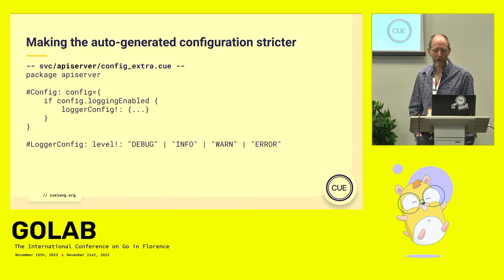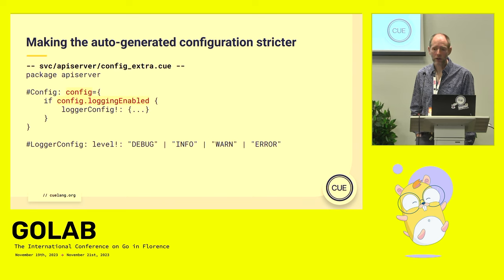For our demonstration here, I've added two new constraints. When logging is enabled with that Boolean, I will require the associated loggerconf config field to be present and not null. And we've also tightened up the logging level definition, so it allows legitimate log levels. So here, the way I've done that, I've defined an alias, so that allows us to refer to other fields in the same object.